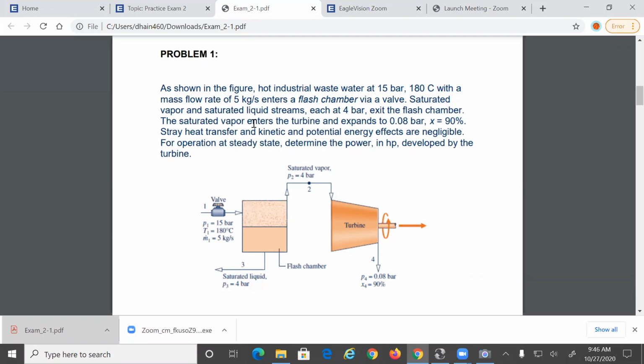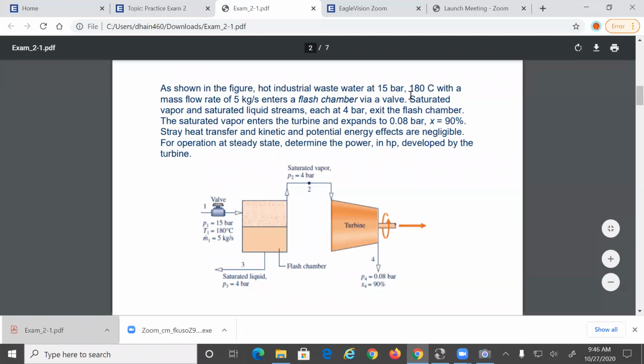I've shown in the figure a hot industrial wastewater at 15 bars and 1 degree Celsius with a mass flow of 5 kilograms entered a flash chamber via a valve. So what is specific about the valve? What do you know about the valve? Through the valve, the enthalpy will remain constant. That's what you need to remember about the valve.